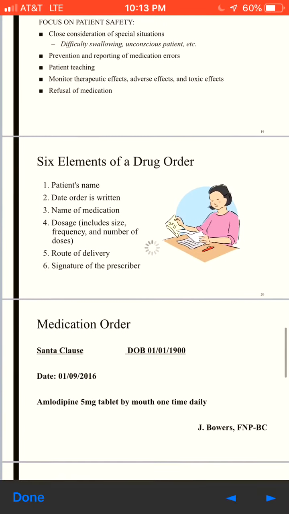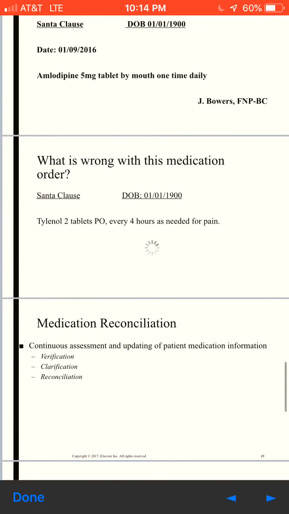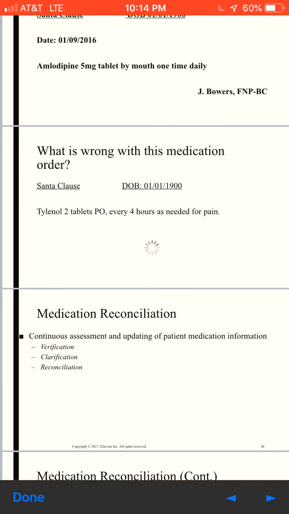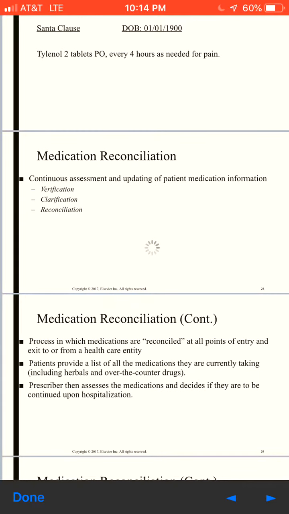Focus on patient safety. 6 elements of a drug order: make sure that it has the correct patient name, date the order is written, name of the medication, dosage, route to be given, and the signature of the prescriber. So with this particular order, it looks like all the components are there. With the second one, Tylenol 2 tablets, PO every 4 hours, is not correct because you don't know the milligrams or strength of the Tylenol in the 2 tablets.